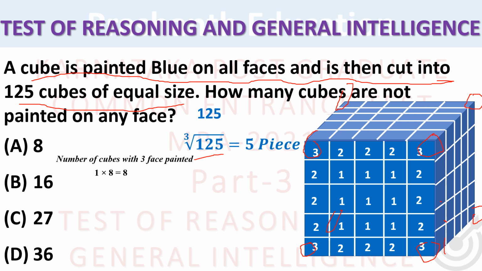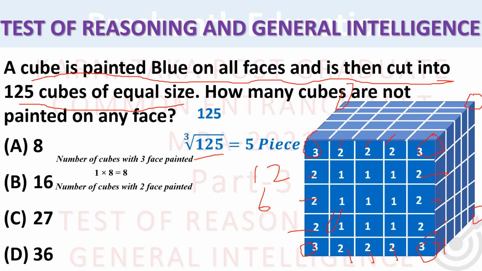Okay, now let's look at how many cubes are painted with 2 faces. Count this: 1, 2, 3, 4, 5, 6, 7, 8, 9, 10, 11, 12. So 12 pieces are painted with two faces with the blue color. Now we need to do it for the rest of the thing. So we know there are 6 faces to the cube.